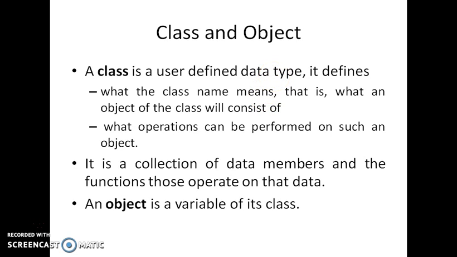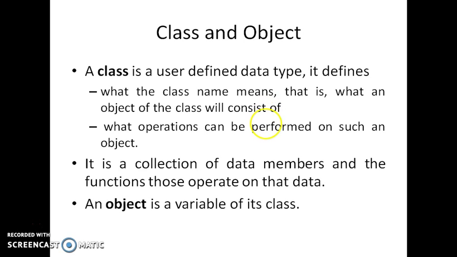What is class? We have seen structure prior to this concept. So structure was a collection of dissimilar data types. Structure defines the data type that the user wants. Now class is a similar concept. Class is also a user defined data type. What it consists of is different data members and the member functions which operate on that data. And what is object? An object is a variable of its class.